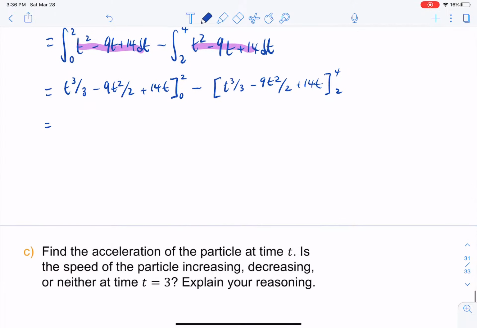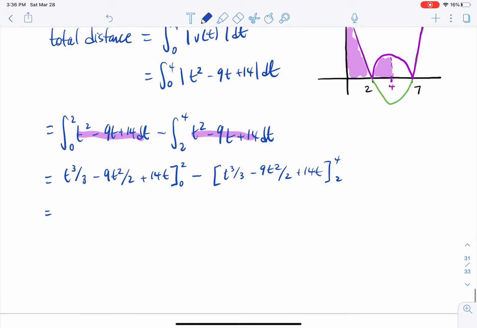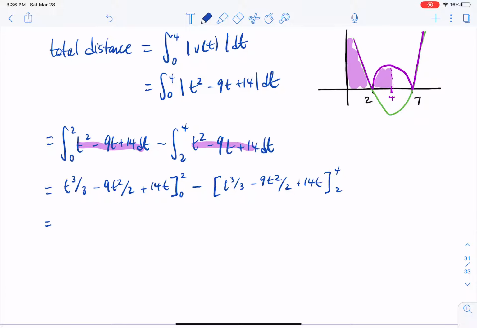Especially since I don't have that much space left. I don't know, I'll have to start writing small. 2 cubed is 8 over 3 minus 2 squared is 4, 4 times 9, 36 over 2. And then 14 times 2 gives us 28. So far, so good. And then if I do the 0, it's a polynomial, so it will all be 0. I'm not going to bother. Minus, let's put this in some brackets here. And then let's do it with the 4s.